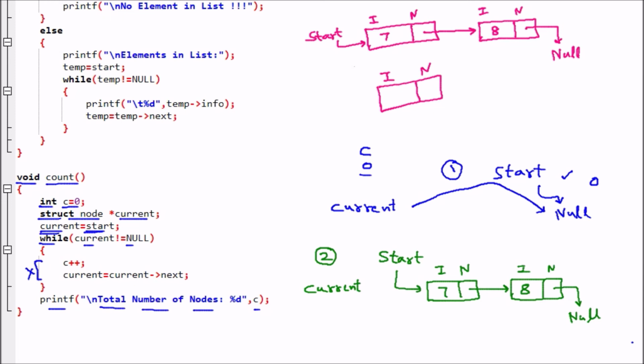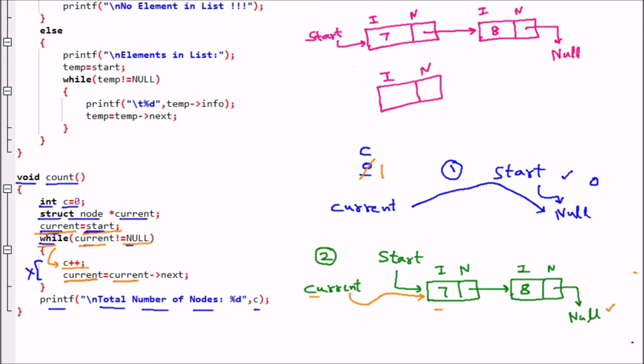Now how will it work? First of all, we had current is equal to start. So current is pointing to start, here, while current not equal to null. Is current null? Current should reach the null, but it is pointing right now to node 7. So it will come inside, because current is not null. C++: so C was earlier 0, now C is 1, meaning the count increased because there is at least one node.